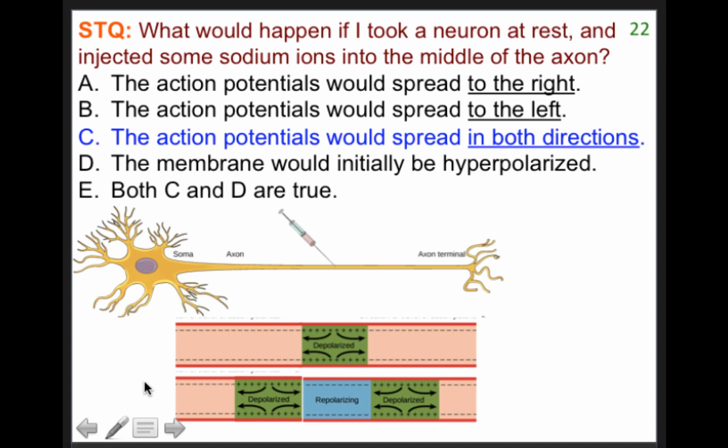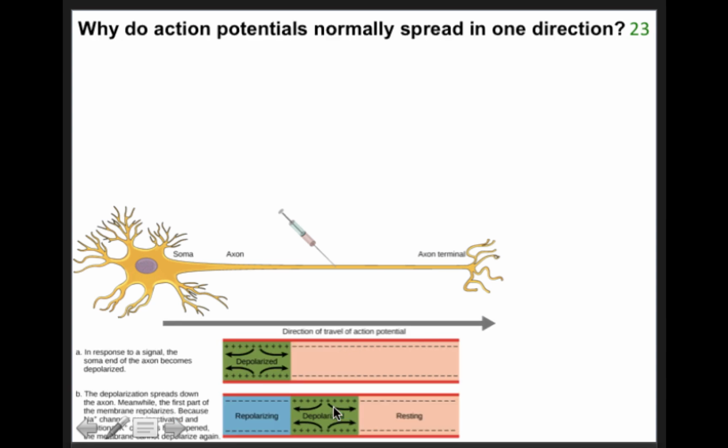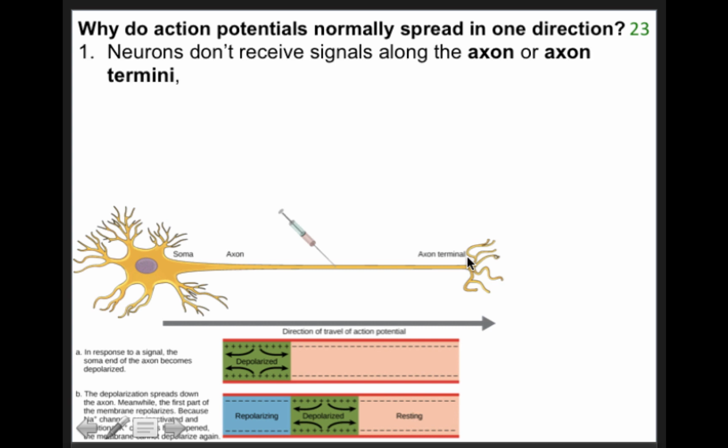So considering the neuron itself is capable of sending action potentials in either direction or both directions, why is it that the action potential normally only goes from left to right, from the cell body and dendrites towards the axon termini? Well, there's a few reasons for this. You can pause the video and think about it first if you like, and then move on.